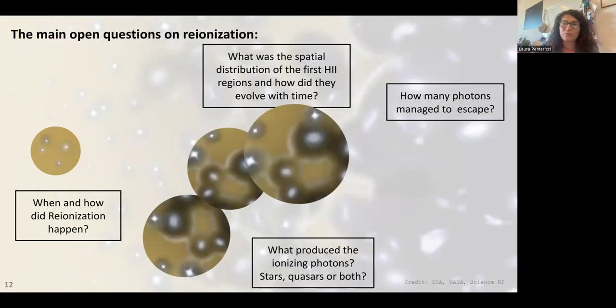Because of course, if the main drivers of ionization, for example, are the very faint sources that are more homogeneously distributed in our universe, you will have a smoother ionization process compared to a scenario in which maybe it's the brighter sources or the AGN that actually dominate the ionizing budget.